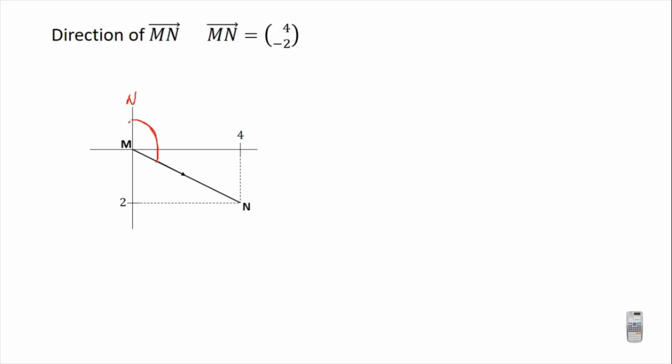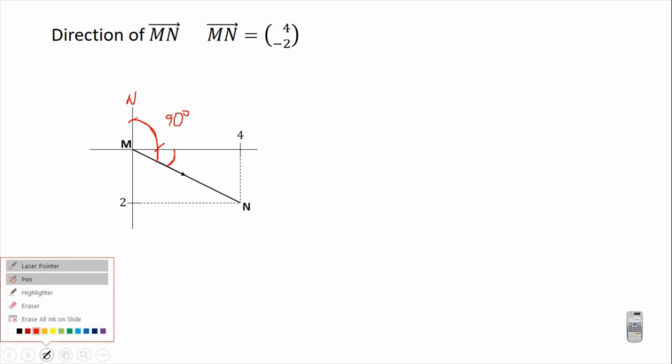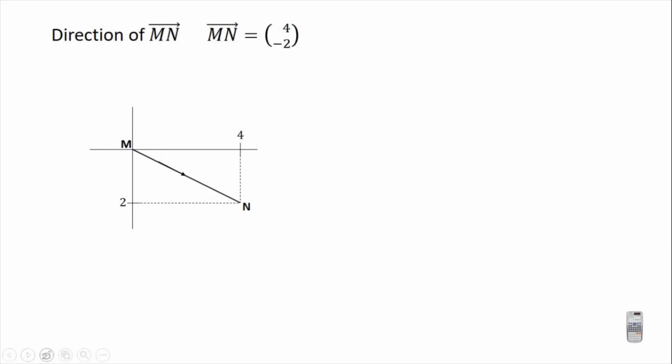But we know that from this point here to this point here is already 90 degrees. Okay. So all we need to find is this angle here. If we're able to find that angle and add it to 90 degrees, we will get the direction of the vector MN. Okay. So how do we find that angle? I'm going to call that angle what we are looking for, I'm going to call it theta.